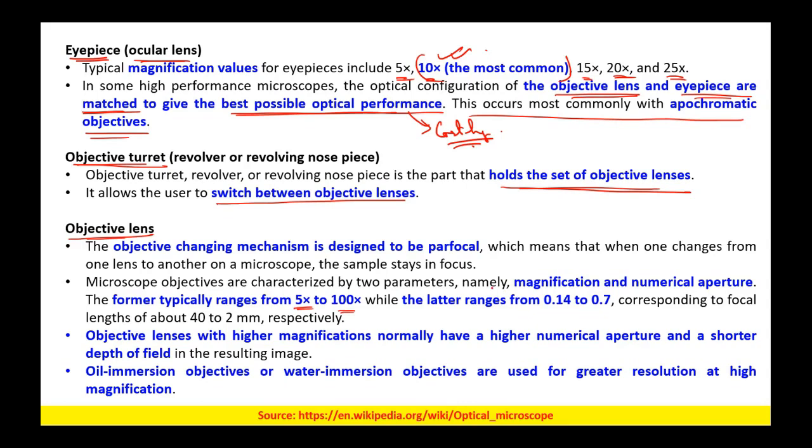In many microscopes, you can find 4x objective lenses also, and they have a numerical aperture in between 0.14 to 0.7, and usually a focal length of around 40 mm to 2 mm respectively. The objective lenses with higher magnifications normally have higher numerical aperture and a shorter depth of field in the resulting image. Then oil immersion objectives or water immersion objectives are used for greater resolution at higher magnification.